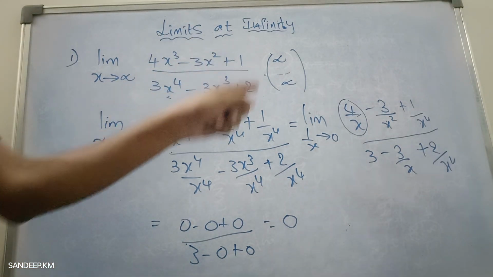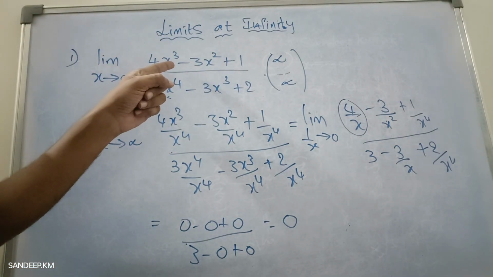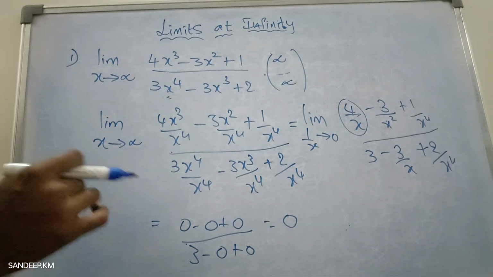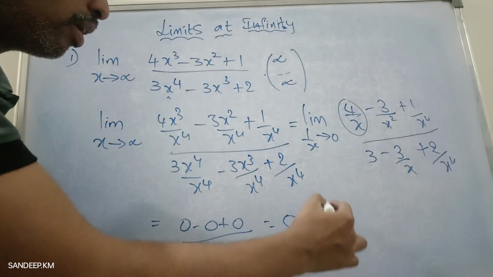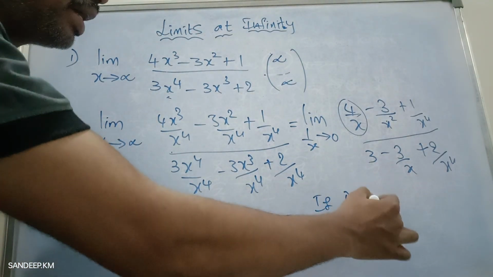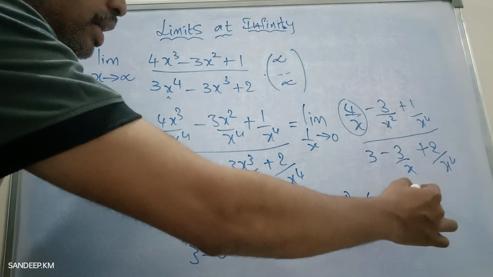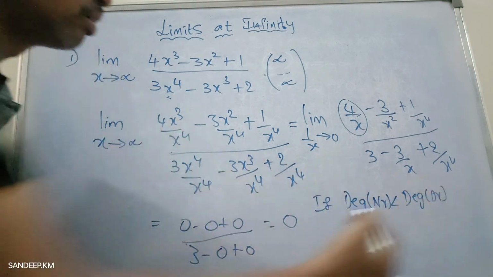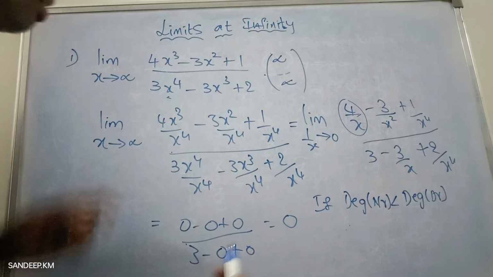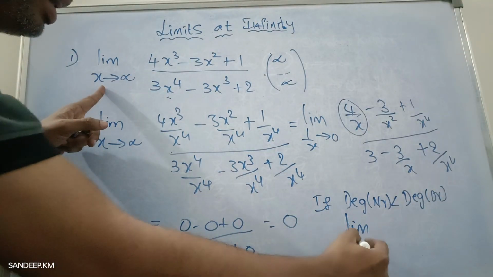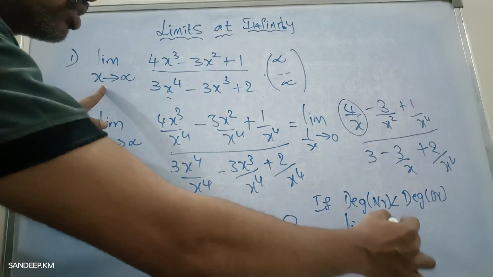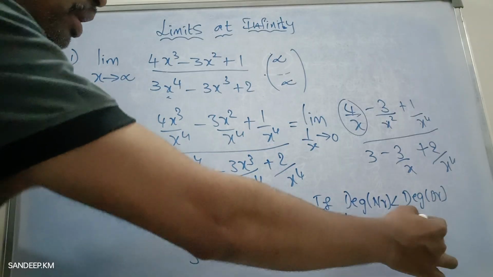So it should be a rational function where the numerator is a polynomial and the denominator is a polynomial. If the degree of the numerator is less than the degree of the denominator, then it is very simple: the limit as x approaches infinity of f of x by g of x will be equal to 0.